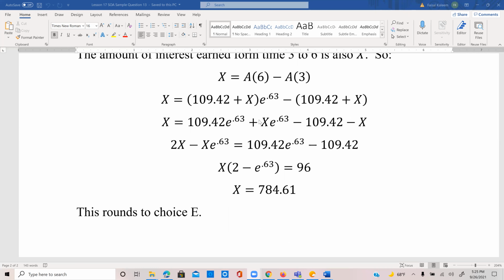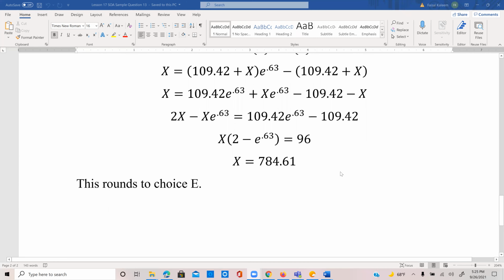And now we distribute the negative here, and this negative X when brought to the left side makes it X plus X, which is 2X, and then we subtract this term on the left side, so minus X e to the 0.63, and then 109.42 e to the 0.63 minus 109.42. So here you factor out an X and you get 2 minus e to the 0.63. And when you subtract these two, you get 96. And X would be obtained by dividing 96 by this factor, 2 minus e to the 0.63, and you get 784.61. And that rounds to choice E, which was 785.